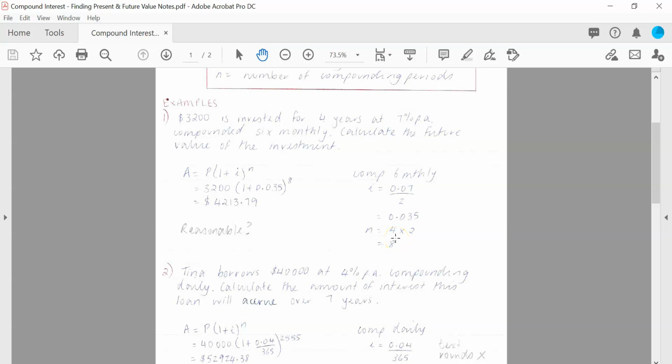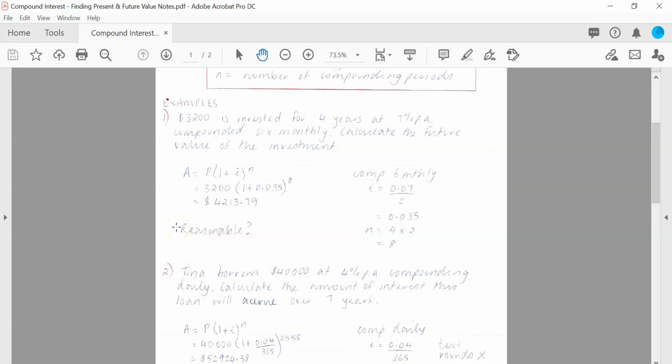N is the number of compounding periods. We know that this investment is happening for 4 years and it will compound twice every year. So that gives us a total of 8 compounding periods over the term of the investment. When I put all of those values into my formula, I'm getting an answer of $4,213.79.